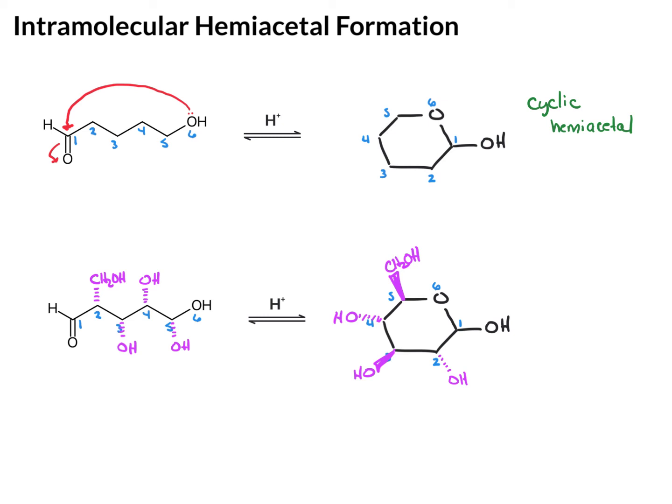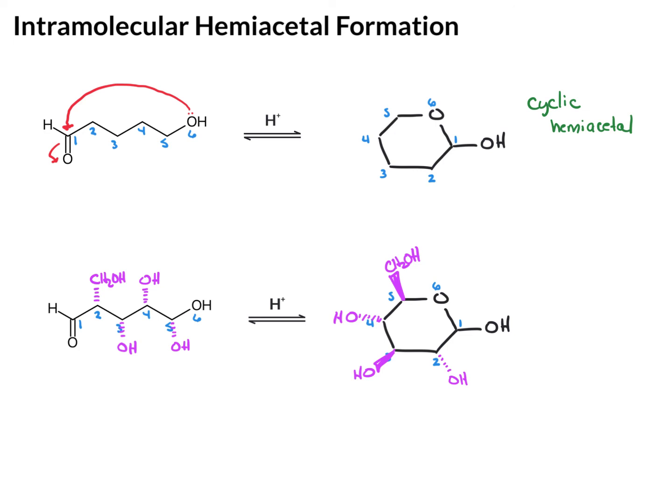This isn't something you're going to have to do for this class right now. But if you want to see how that happens, you can build a molecular model of this and rotate around the bonds to get it in the cyclic form. And you'll see how those groups end up alternating between back and out.